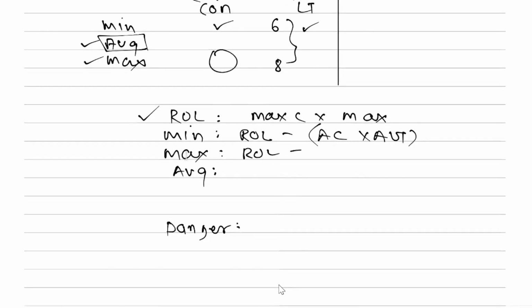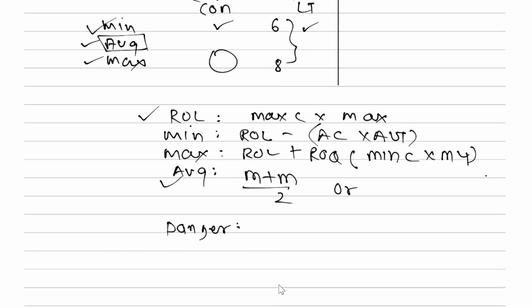Achha, maximum stock level, how do you get? ROL plus ROQ minus minimum consumption into minimum lead time. Average is minimum stock level plus maximum stock level divided by 2, or minimum stock level plus ROQ divided by 2. ROQ will be given in the question. If ROQ is not given, EOQ is your ROQ. Clear? You will place the order for EOQ.